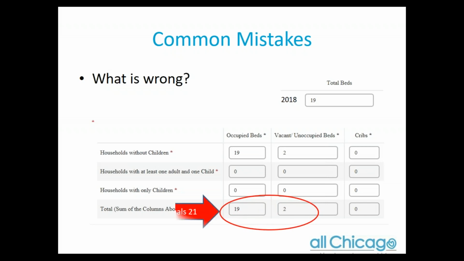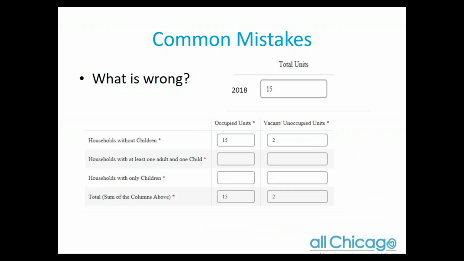As you can see, this number equals out to 21 and this equals out to 19. So I'm not sure if you overcounted or maybe you meant to update the total number of beds to 21. So this would prompt a follow-up call from the All Chicago staff just to ensure that we have the correct number.